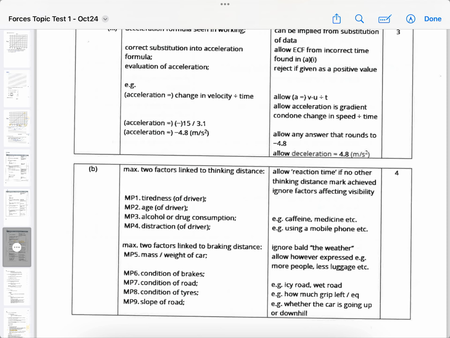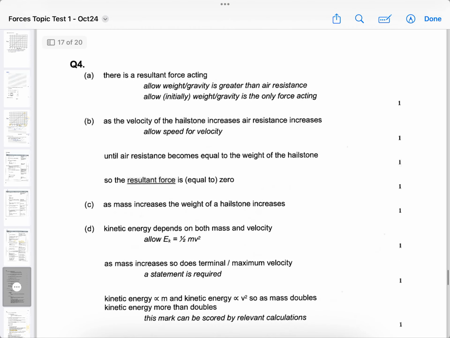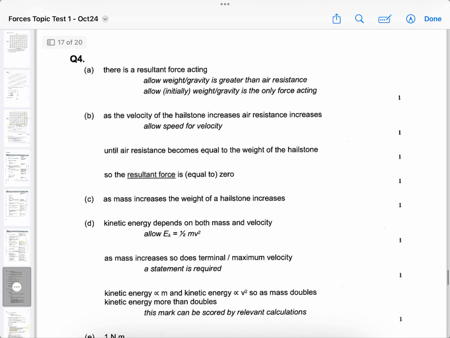Okay, there was a negative acceleration 4.8, so you can stop it, and you see how they're marking the bit about the factors that affect the thinking distance. 2 marks for that, and 2 marks for factors affecting the braking distance. Question 4, can't remember what that question was about. Hailstone, I think. Yes, it's the hailstone question. So that's how you get the marks.